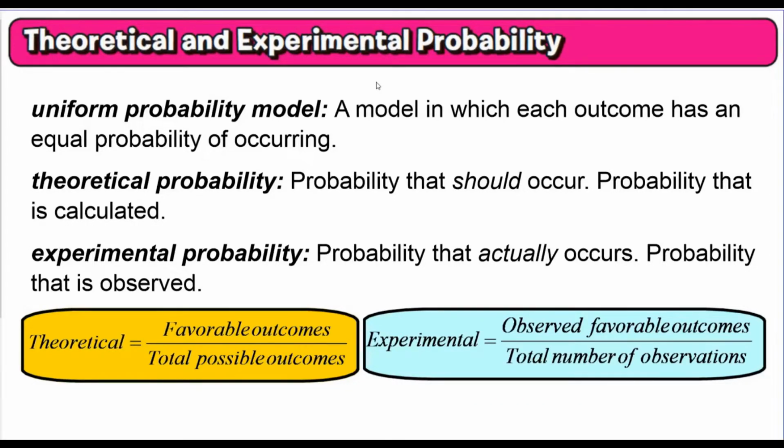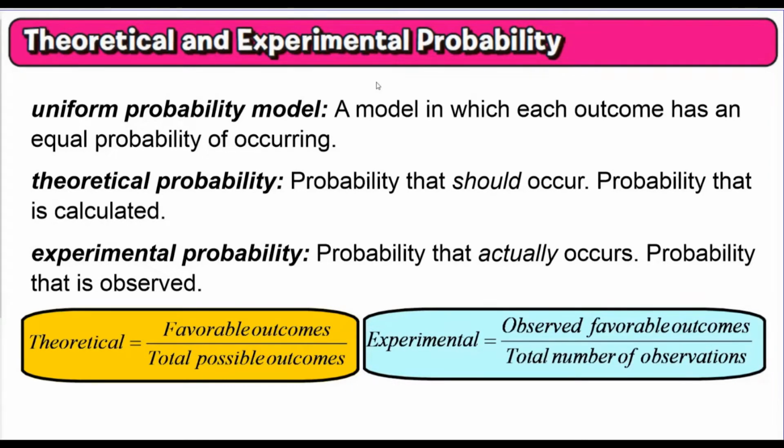No. So for example, if you flip a coin 10 times, will you always get heads 5 times, and will you always get tails 5 times? No, it won't happen every time, but that's what we would expect to happen. And that's what theoretical probability is. It's what we would expect to happen. We would calculate that heads should occur about 1/2 of the time and tails should occur about 1/2 of the time. That's theoretical probability, or in theory, what should happen.